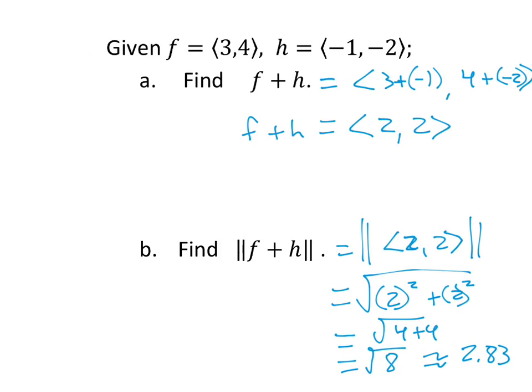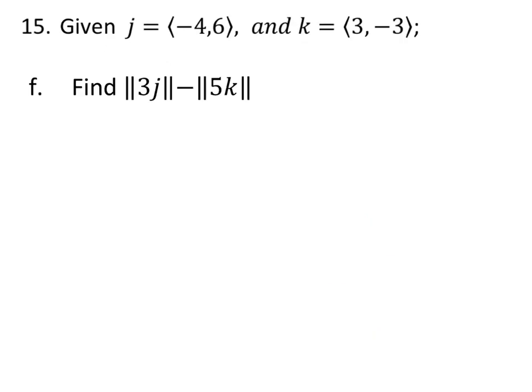And it'll be important that you be able to get the approximate value because that'll be important on our next example. So we're going to go towards the end of your assignment to number 15, and we're skipping the beginning parts, and we're going to jump to F. Because F has scalar multiplication, magnitude, and subtraction, and let's go through this process.